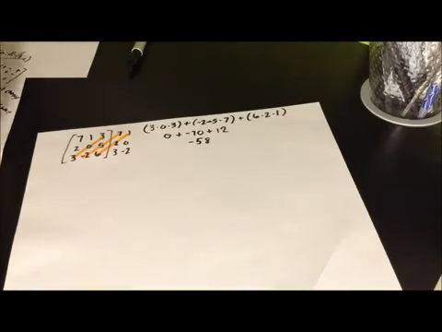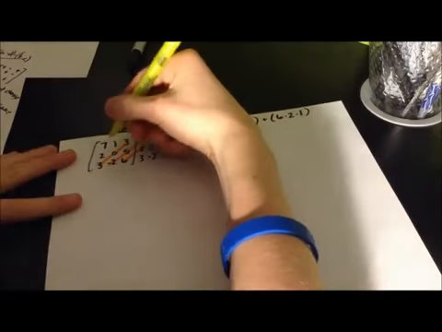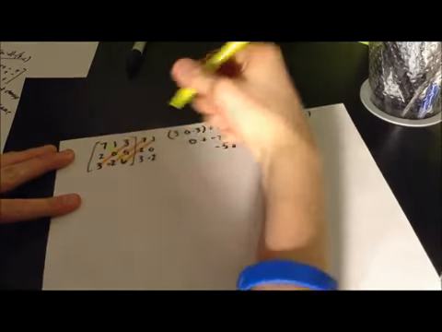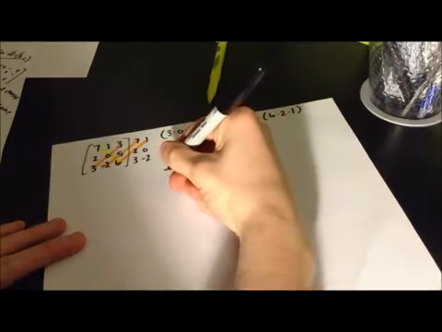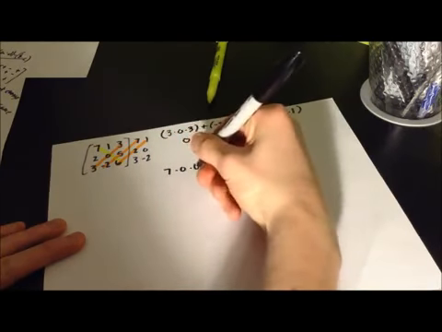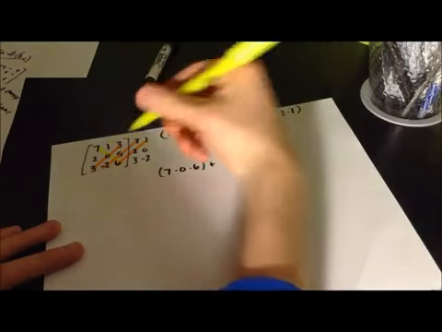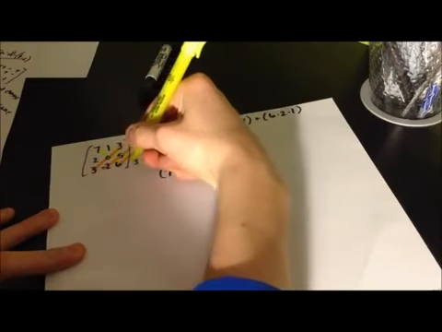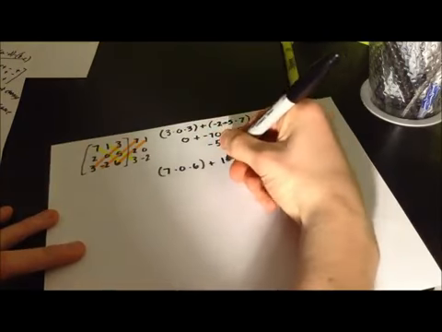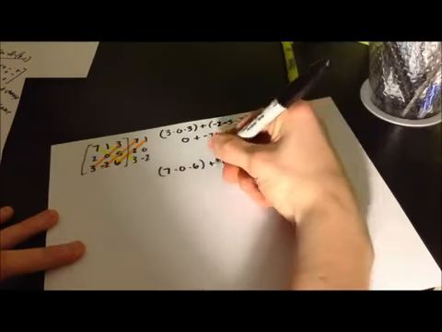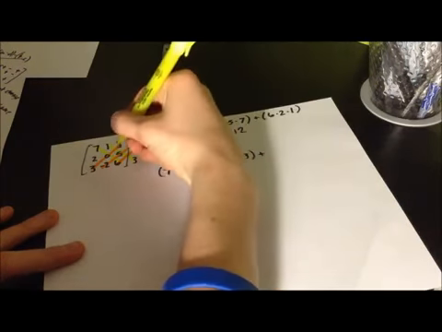So now, in a different color of highlighter, we are going to do the diagonals going the opposite direction. So we're going to do the 7, 0, 6, and that's going to be 7 times 0 times 6, plus, which one is it? The yellow. We have the 1, 5, 3, plus 1 times 5 times 3, plus the 3, 2, -2.